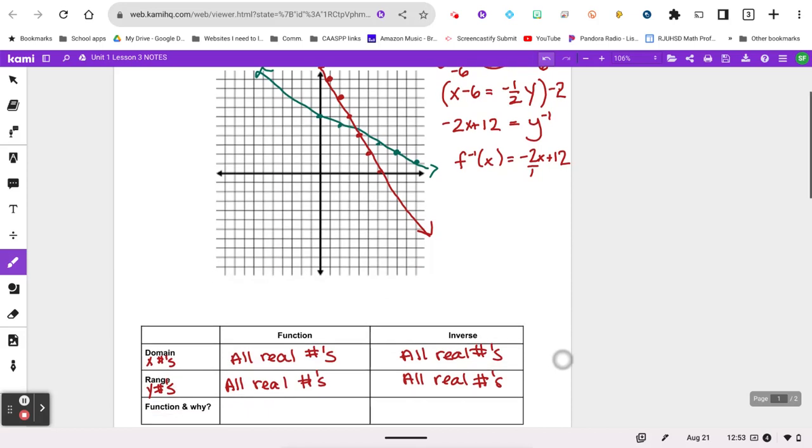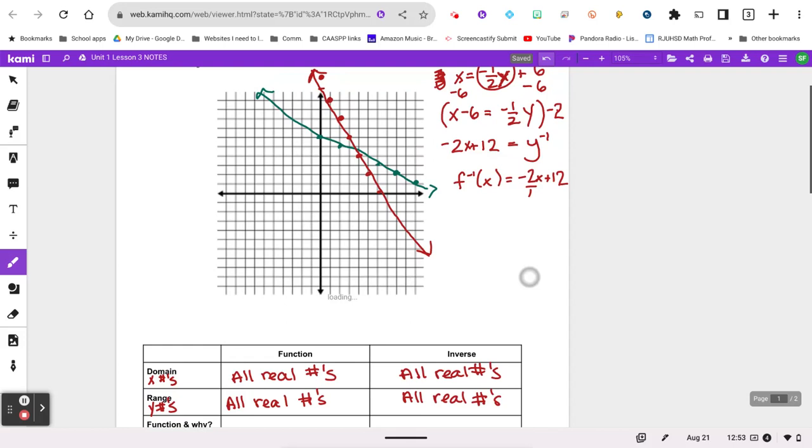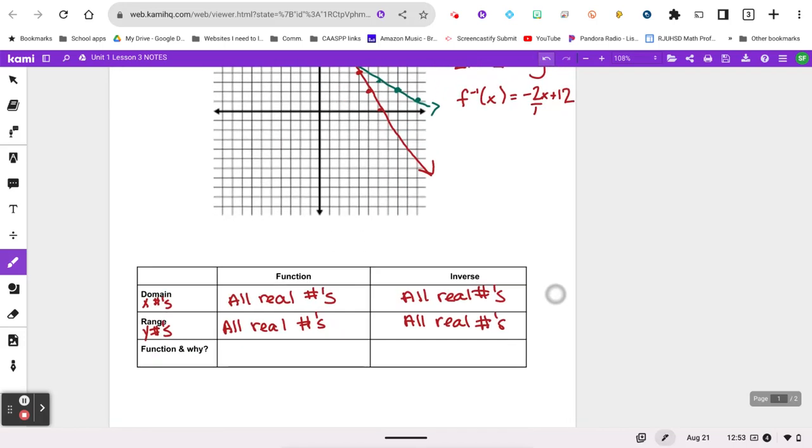And then, are these a function? Yes, these are a function because if we did something called a vertical line test, so if we drew a straight line down, I'm only touching each of these different colored lines one time with my vertical line. So they are functions because they pass the vertical line test.